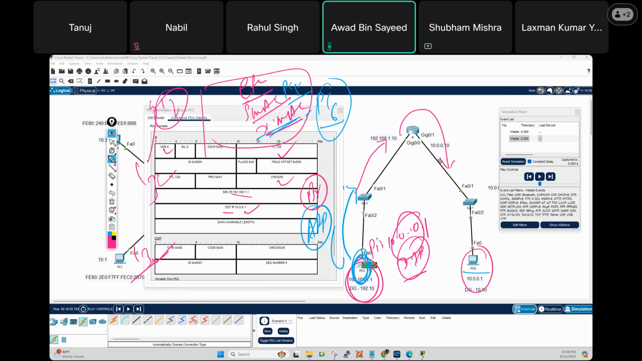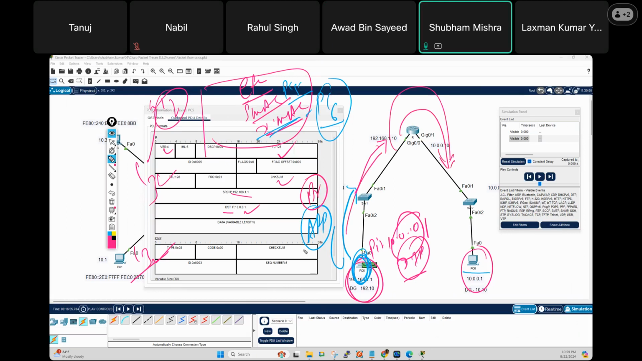No. No, never. That's the reason I already told you many times: an ARP packet never crosses from one network to another network. Please keep this in mind. An ARP packet never goes from one network to another network. Clear? So the router never forwards this ARP packet from this network to the other network.